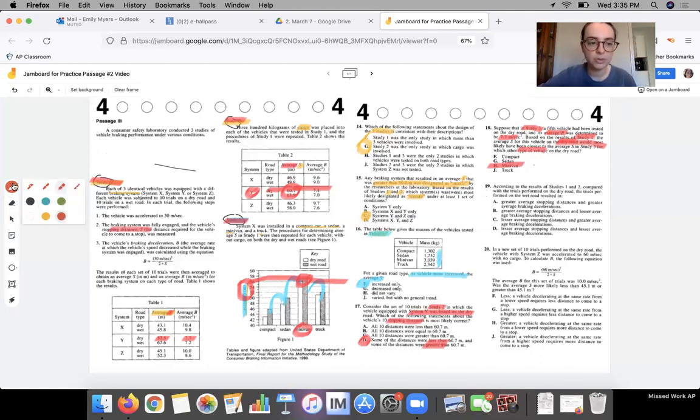All right, let's switch to a new color for our next question. How about green? Okay, number 19. According to the results of studies 1 and 2, so we're looking at 1 and 2, narrow it down, compared with the trials performed on the dry road, on the wet road was what? So they're basically asking, compare wet and dry in 1 and 2. We've got wet, dry, wet, dry, wet, dry.